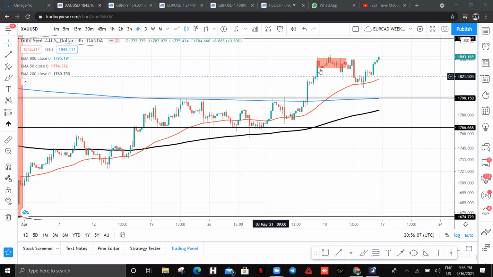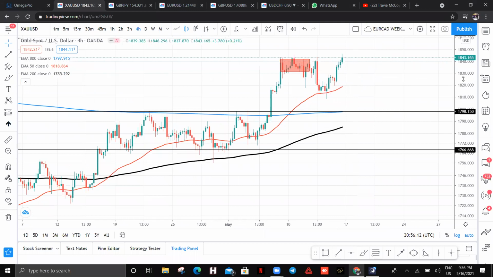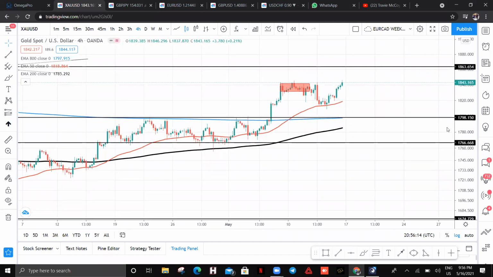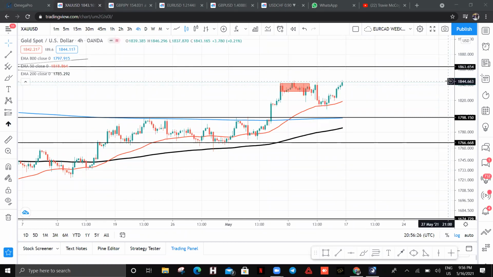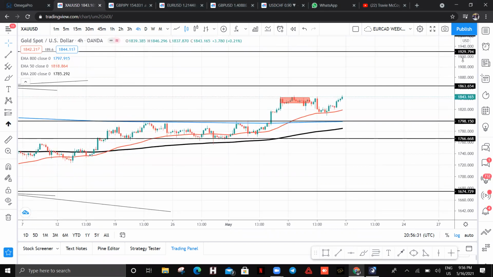Then you can enter. This is still going up, but I will buy it when price breaks above 1863. That is when I'll buy it. If you've not been buying it since, don't buy it now. Wait for price to break this pivot level, 1863, and close above it. If price closes above it, then you buy to what? The next level, 1929.